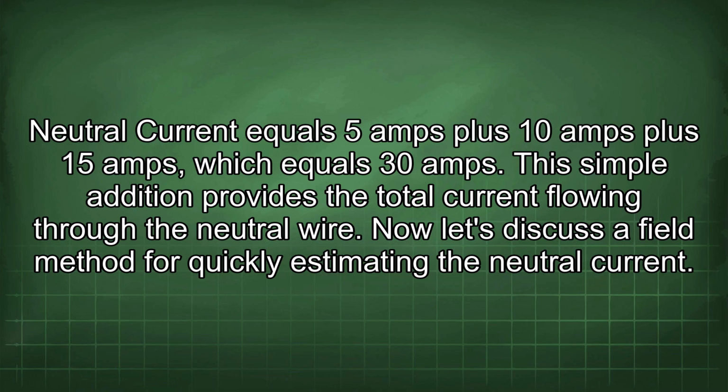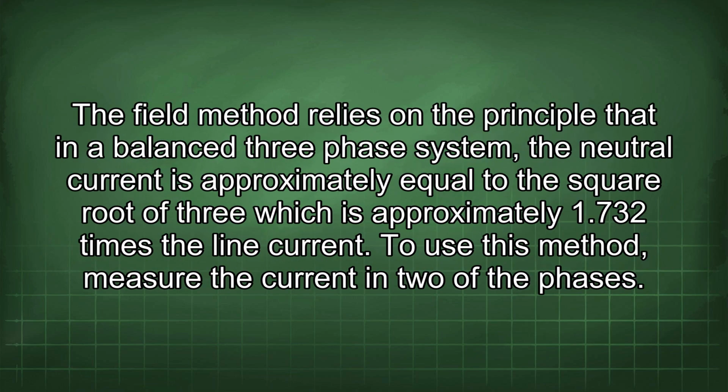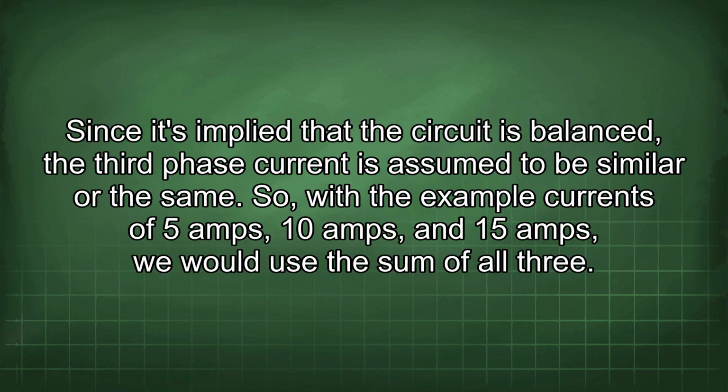Now let's discuss a field method for quickly estimating the neutral current. The field method relies on the principle that in a balanced three-phase system, the neutral current is approximately equal to the square root of 3, which is approximately 1.732 times the line current. To use this method, measure the current in two of the phases. Since it's implied that the circuit is balanced, the third phase current is assumed to be similar or the same.